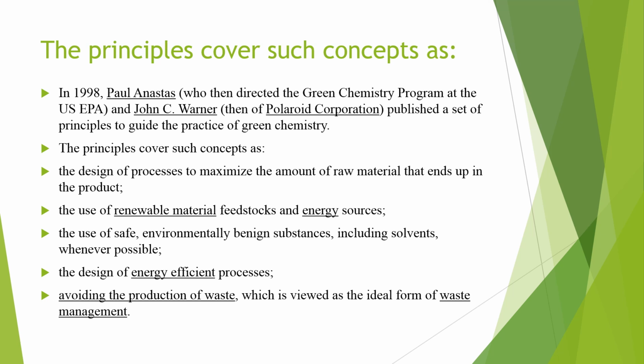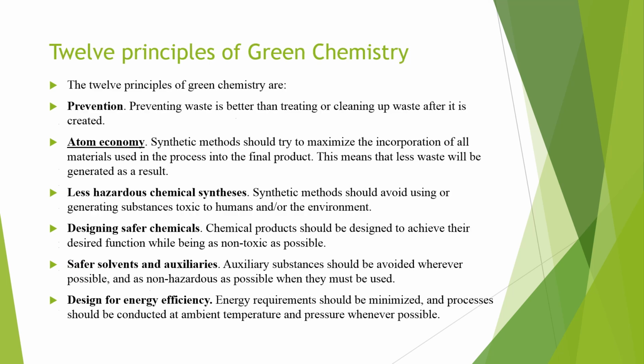There are 12 principles, and these principles cover concepts like the design of processes to maximize the amount of raw material that ends up in the product, the use of renewable material feedstocks and energy resources, the use of safe, environmentally benign substances including solvents whenever possible, the design of energy efficient processes, and avoiding the production of waste, which is viewed as the ideal form of waste management. Okay students, so these are the concepts covered by the 12 principles of green chemistry.